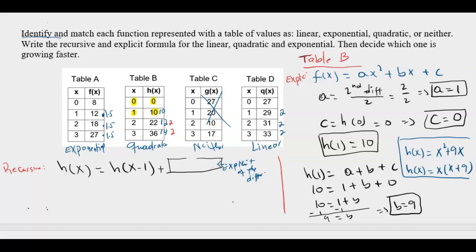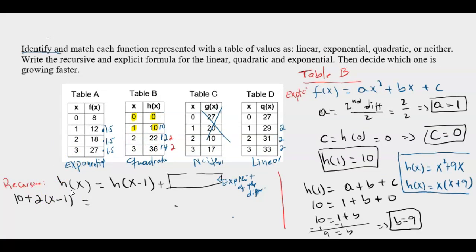To write the explicit formula, the first terms are 10, 12, and 14. So 10 is our first term. So we say 10 plus the common difference, which is 2, times a factor of x minus 1, because that 10 is connected with the 1. I'm talking about the second 10 here, the second 10 in blue. That's with the 1, so that's with that one. Therefore we have x minus 1, so 10 plus 2 times x minus 1.